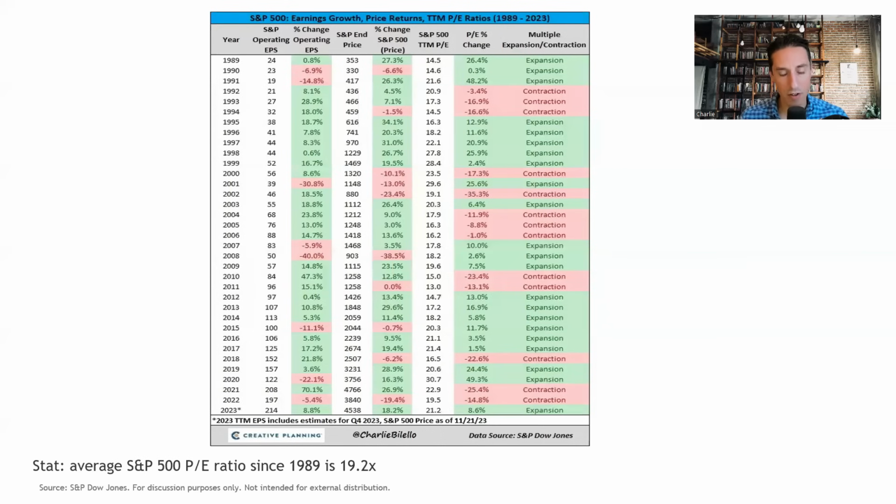And here's a chart illustrating S&P 500 earnings over time and looking at, well, is the multiple contracting? Is it expanding? And you could see here in 2023, we're estimating earnings for Q4 using S&P Dow Jones data here, but we're expected to see a multiple expansion this year of around 9%. That's where it is currently. We got a trailing 12-month multiple on the S&P 500, P/E ratio of 21.2 times earnings, and the average since 1989 is 19.2.